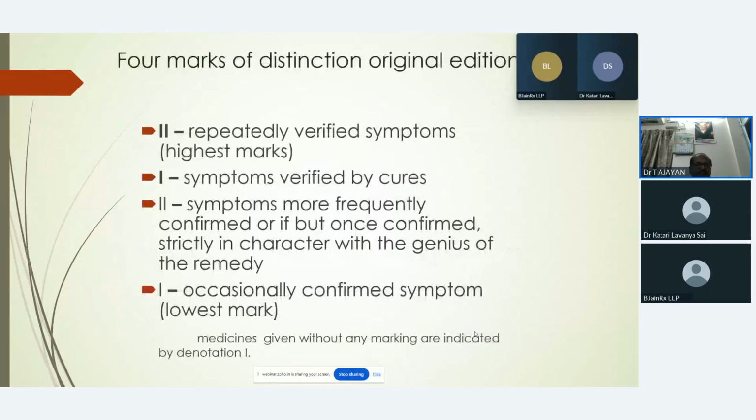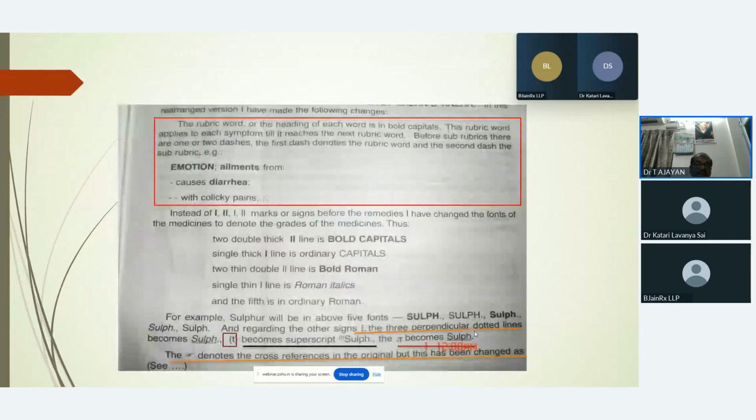Then there are different typographic markings. In Kent and Boenninghausen, everybody knows the typographic markings. But here there is one limitation: you are not able to calculate arithmetically. The typographic markings are like this: 2 thick bold, a repeatedly verified symptom. 1 thick bold, a symptom verified with the provings. Then small, thin 2 lines: symptoms more frequently confirmed, strictly in character with the genius of the remedy. Then a single thin is an occasionally confirmed symptom. Look here, this is the typographic marking. In the reversed edition it is also converted. This is the original book. The typographic markings we have already conveyed to you.